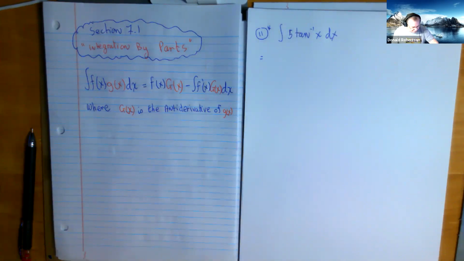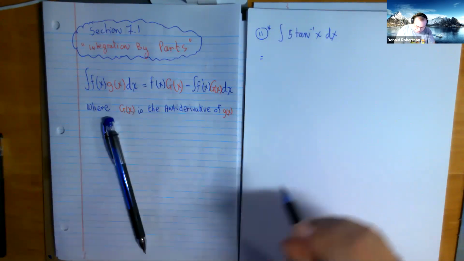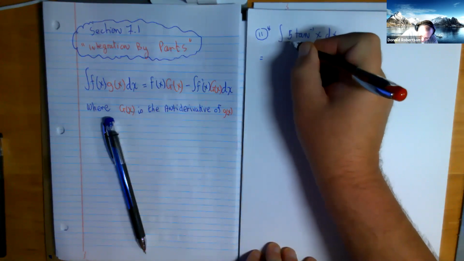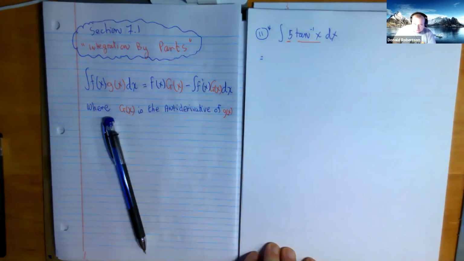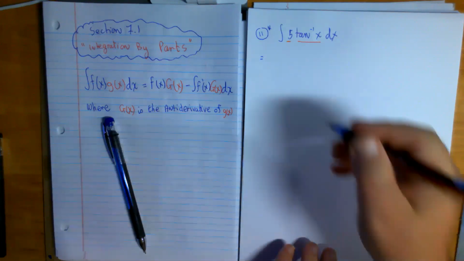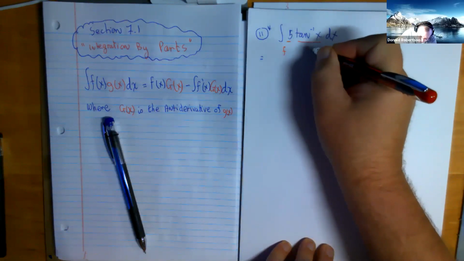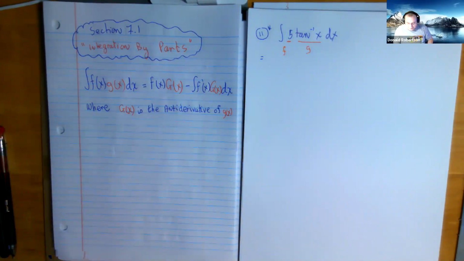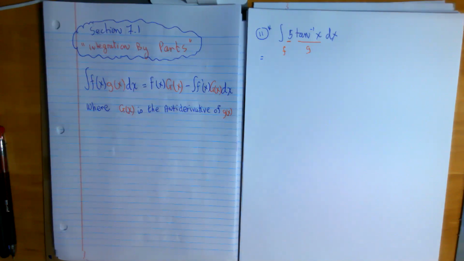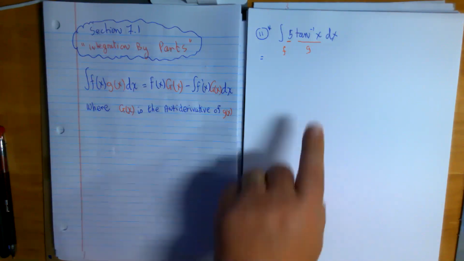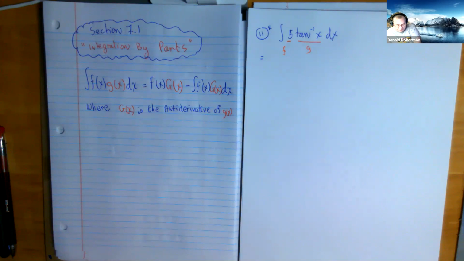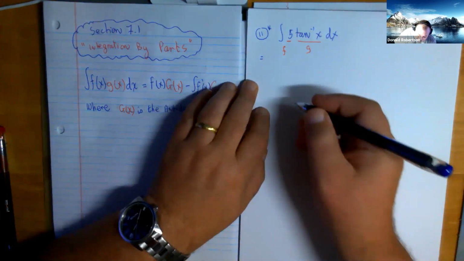Who are we going to choose this time? 5 for F. Agreed. Why'd you pick it? Because you can differentiate it easily. Yeah, and you're going to have this guy, and this guy is not your friend, essentially, right? So what's that going to get us?